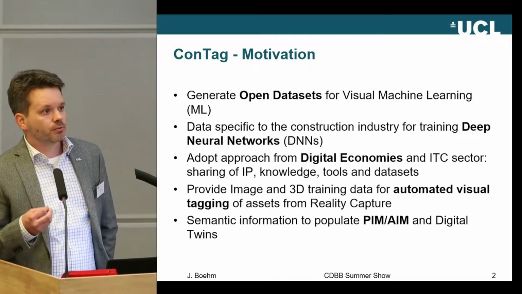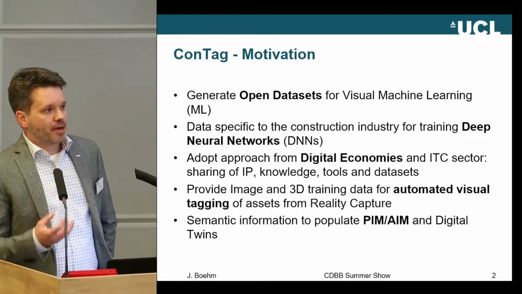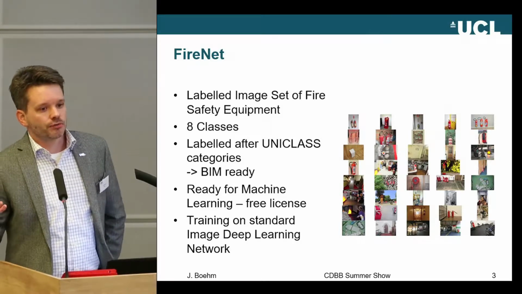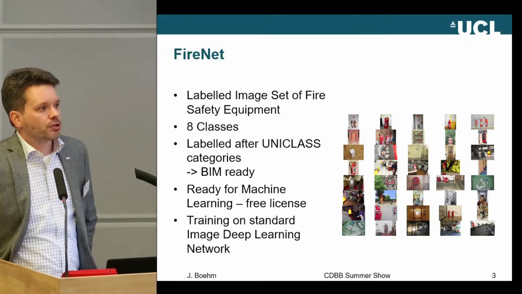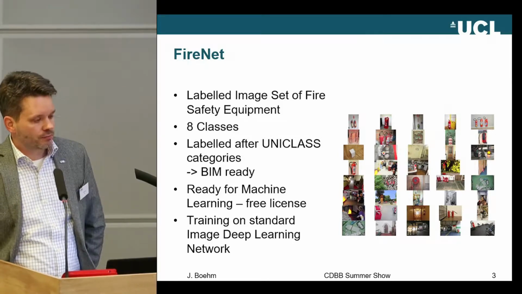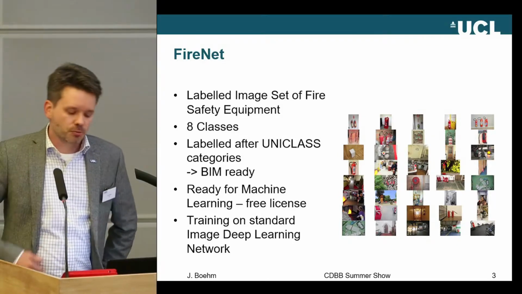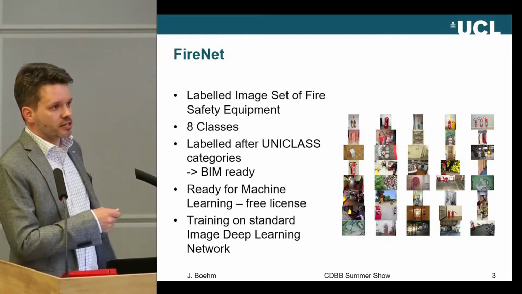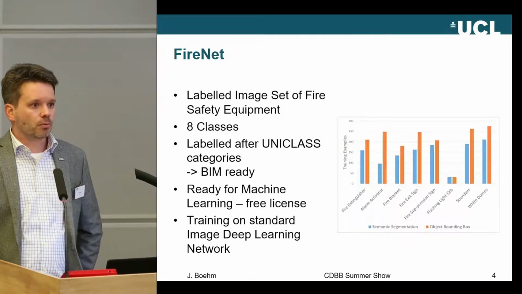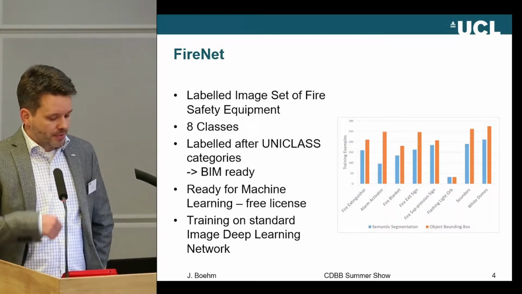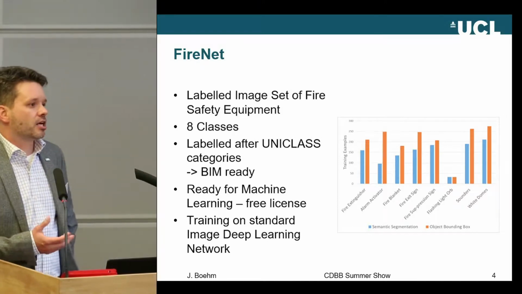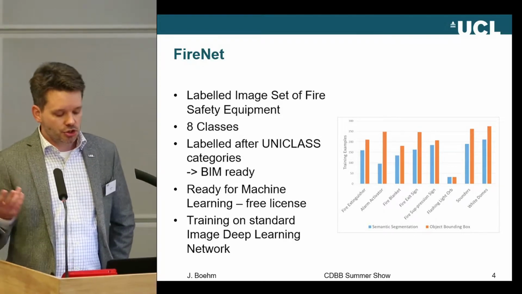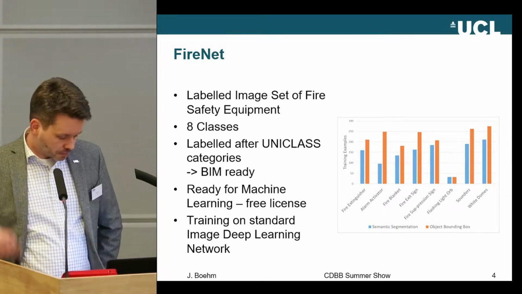They are actually data sets that will help you automatically derive semantic information from reality capture data and populate asset information models or project information models from there. There are 2 data sets. The first one is FireNet, which is basically a collection of images of fire safety equipment, fire extinguishers, emergency exit signs. The construction-specific aspect here is that they're actually linked to Uniclass, which makes them immediately useful for populating asset information models. They have 8 classes together, and for every class we strive to have at least 200 real examples of them, which should be enough at the moment to teach deep learning network architectures.